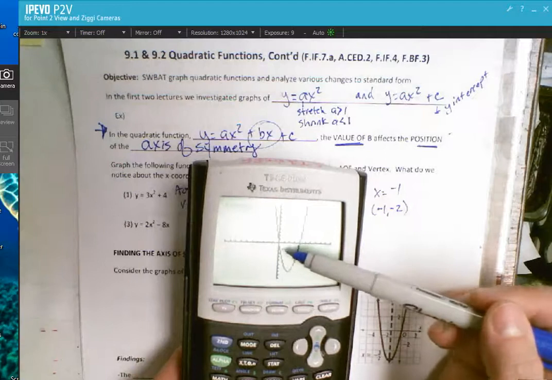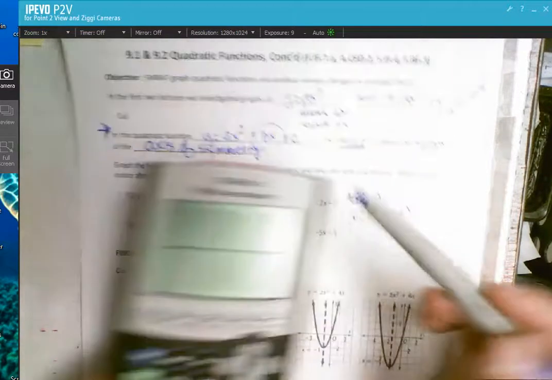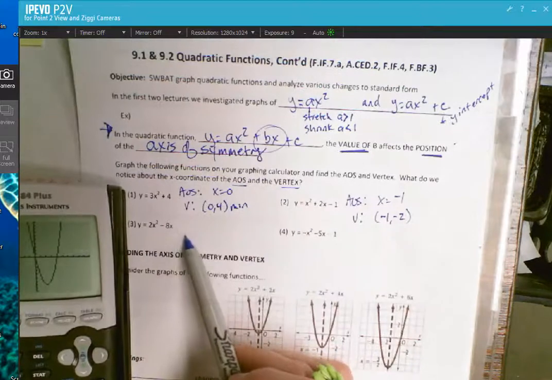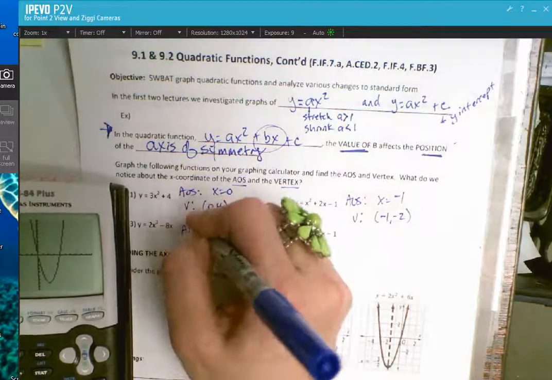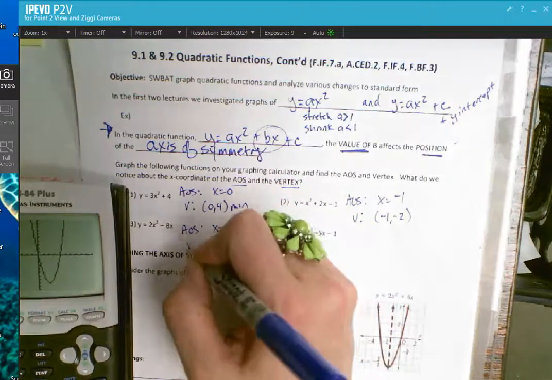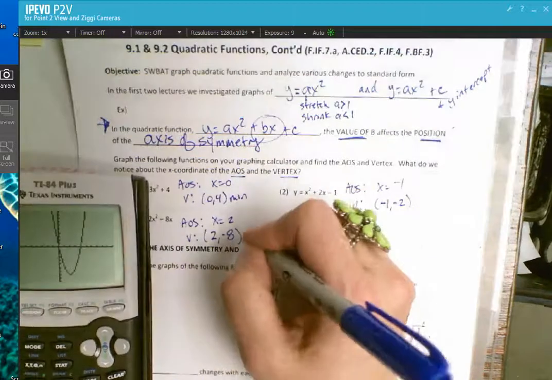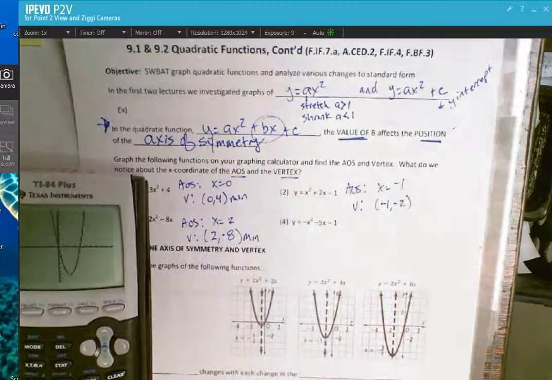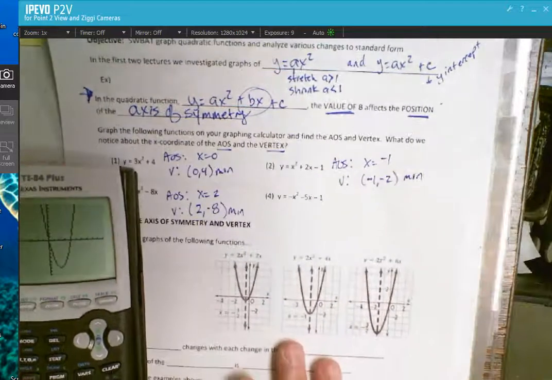It's still showing that my y-intercept is right here. It crosses at 0, 0 because I don't have a c term, so my y-intercept is still 0. So my axis of symmetry is x equals 2. My vertex is 2, negative 8. So that would also be a minimum point, because it's upward facing.